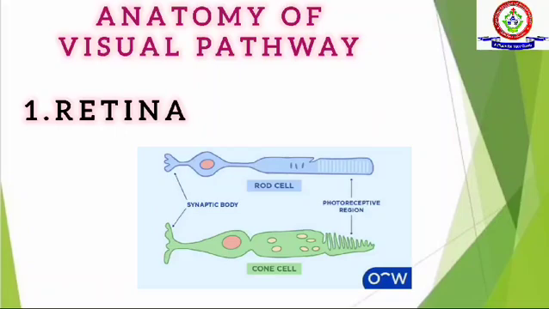The rods are sensitive to low light levels, responsible for night vision and peripheral vision. The cones function in bright light and are responsible for color vision, and in detail there are three types. They are S, M and L, which are sensitive to different wavelengths.